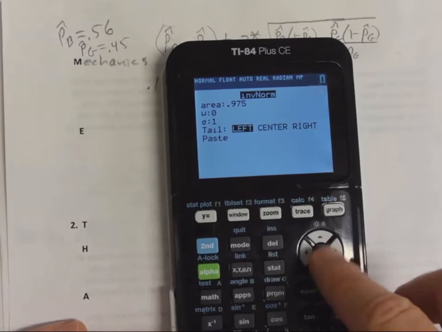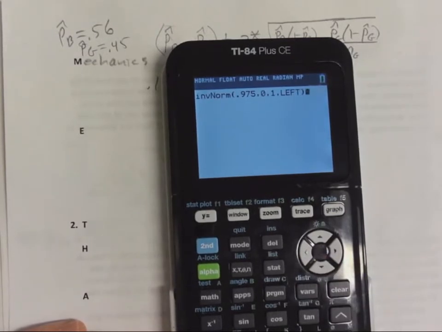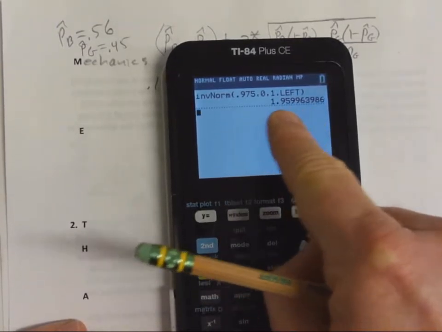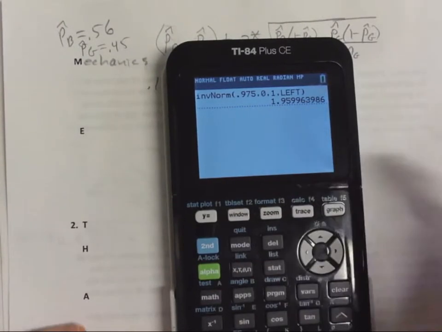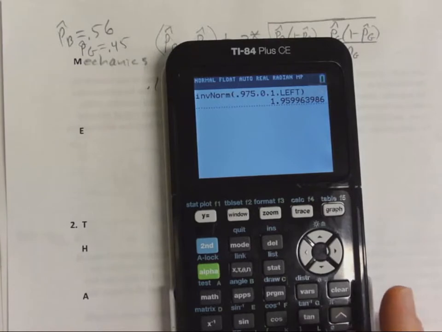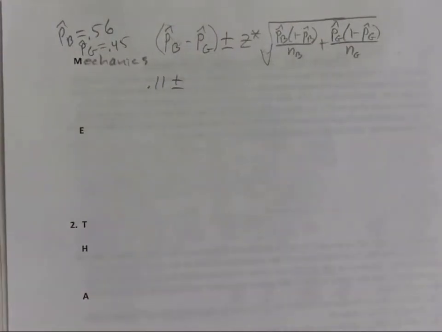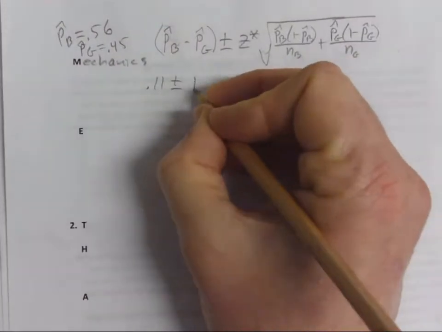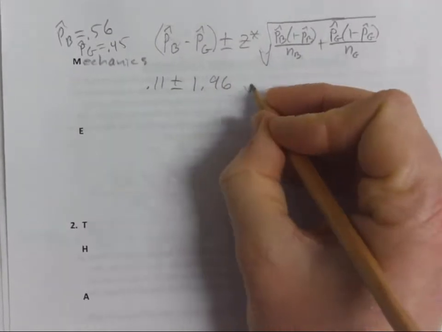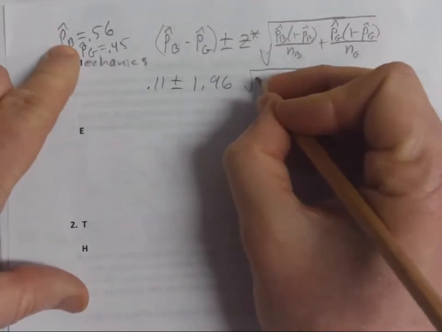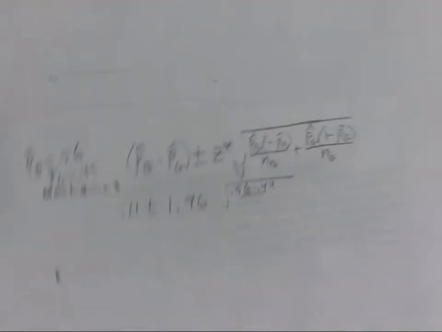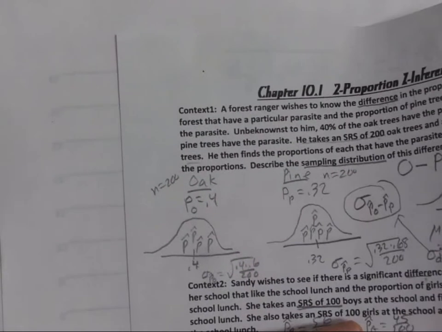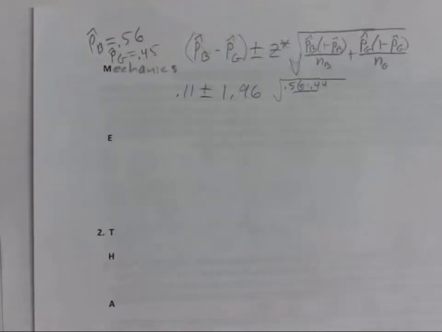I'm not going to go into that thoroughly, and it would give you a more exact value if you wanted the more exact value. I added on the 0.025 because there's 0.025 in each tail and 95% in the middle. But anyway, I don't want to start rambling too much, but this is about 1.96, and this would be the square root of, and we did enter those numbers, 0.56 times 0.44 over our sample size, which is 100 for each of them.